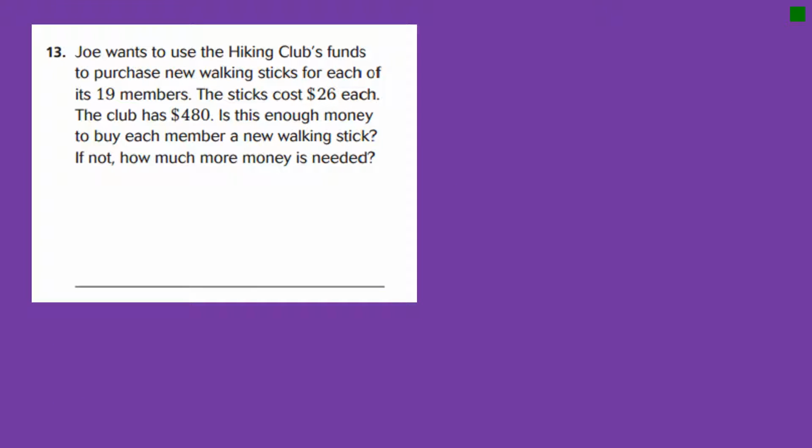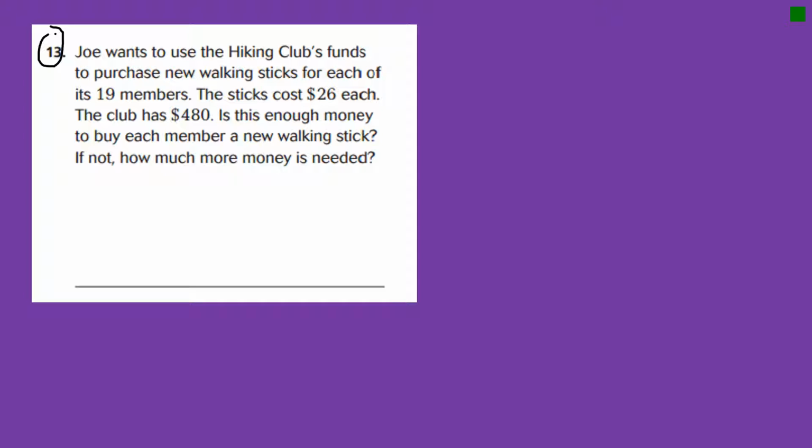Okay, we're looking at the bottom into problem solving now. All right, so I'm reading number 13. You guys read along, okay? Joe wants to use the hiking club's funds to purchase new walking sticks for each of its 19 members. The sticks cost $26 each. The club has $480. Is this enough money to buy each member a new walking stick? If not, how much more money is needed? Well, that was a long problem, wasn't it?